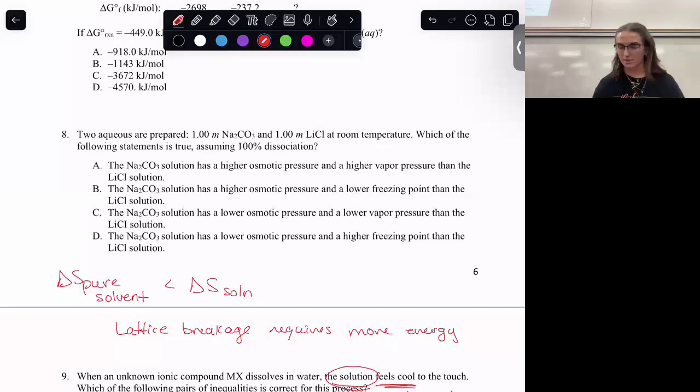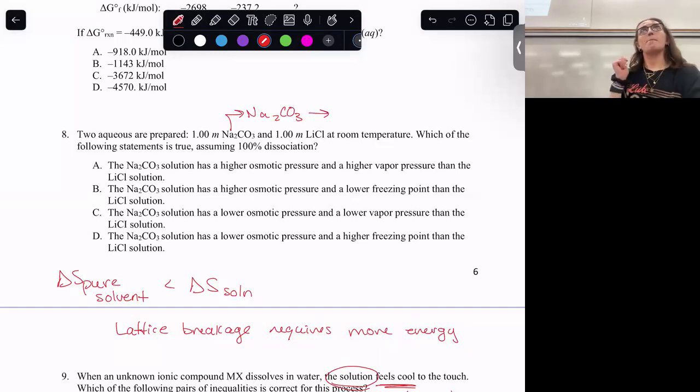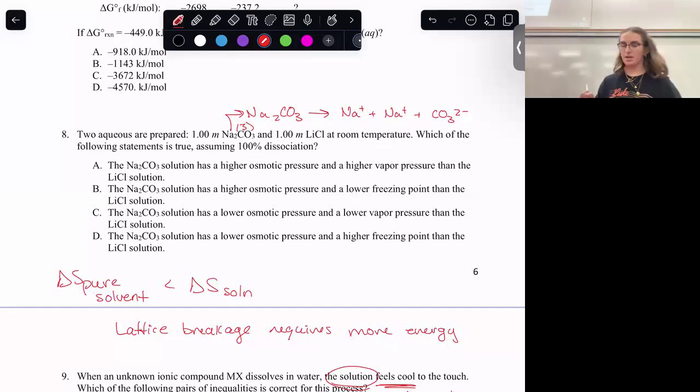Yep, we need to know the van't Hoff factor. So the first thing I would do is write out my dissociation. Sodium carbonate, what does that do? 3, because why? Because the sodium is associated with ions and CO3. Perfect. So this gets a van't Hoff factor of 3. And then what does sodium chloride do? This is 2.